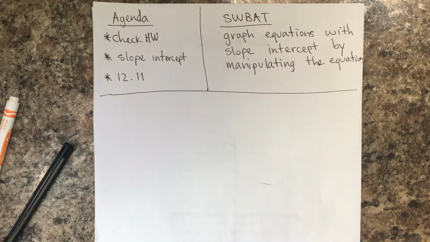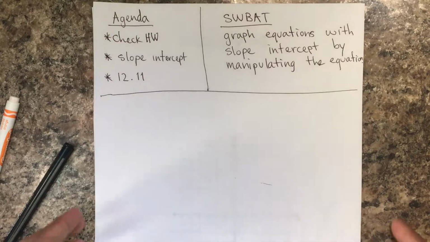Students, today's agenda is to check homework. We'll be learning about the slope-intercept once again, and you'll be able to work on page 11. Today, students will be able to graph equations with slope-intercept by manipulating the equation.